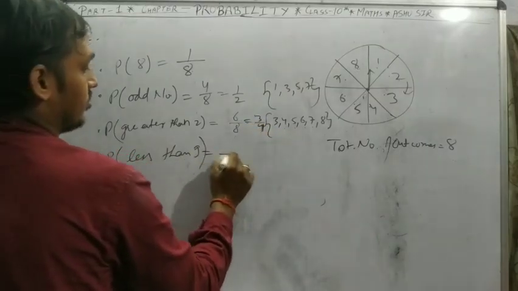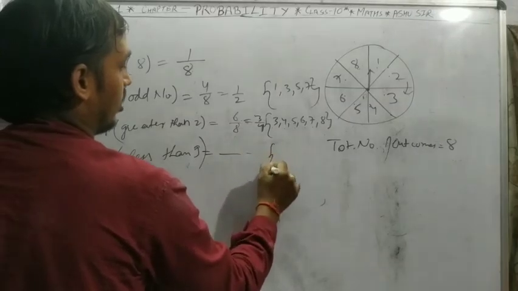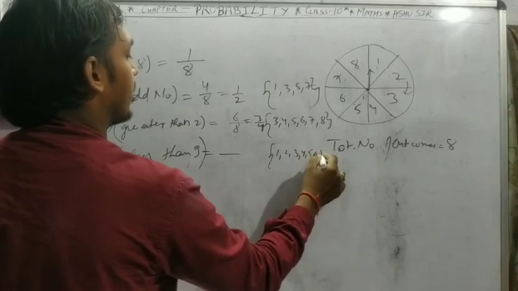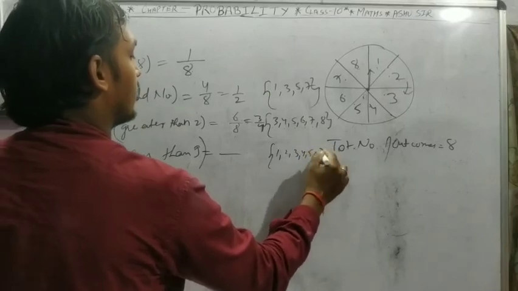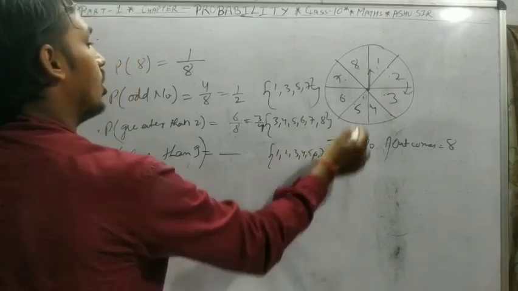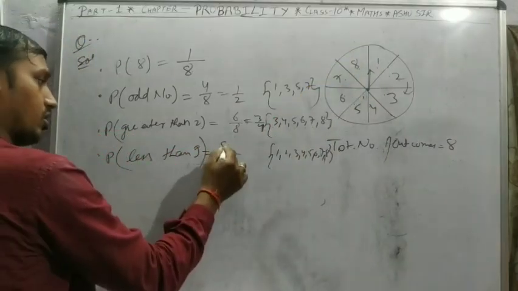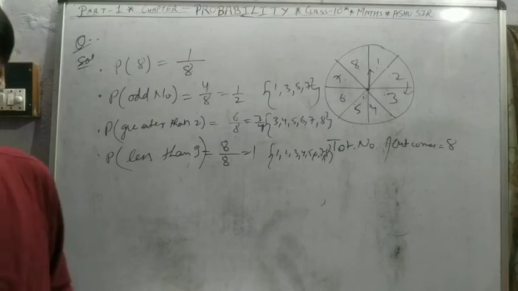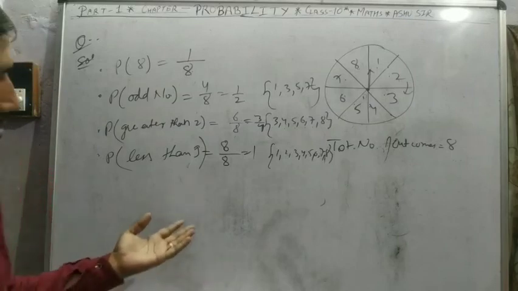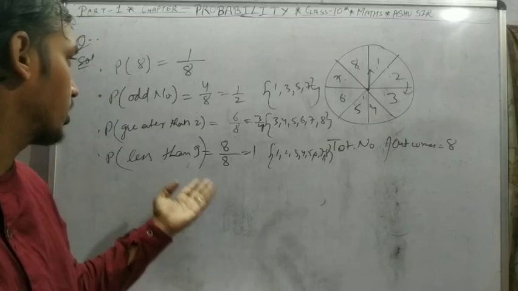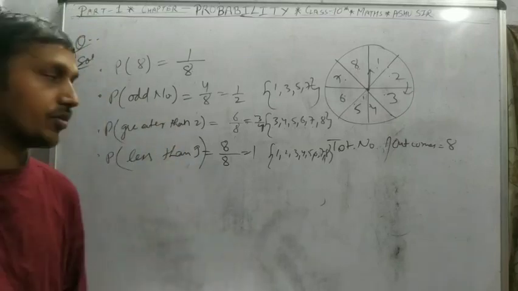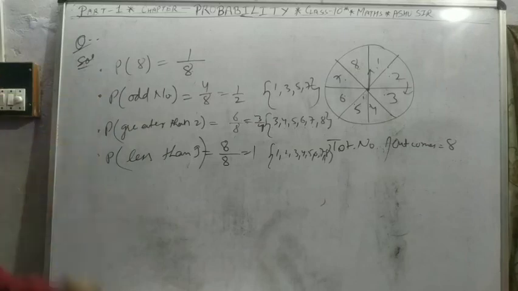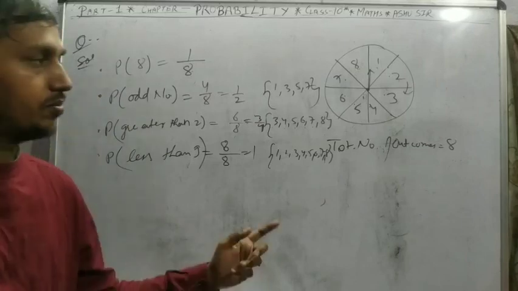Less than 9. So less than 9: 1, 2, 3, 4, 5, 6, 7, 8. All numbers are less than 9. So 8 upon 8, that is 1. Okay. These simple questions come in board examinations for 2 marks, 3 marks. If this question comes for 2 marks, there are half marks for each step. Okay. Pause, note down.